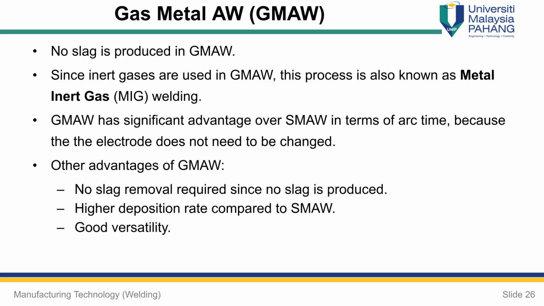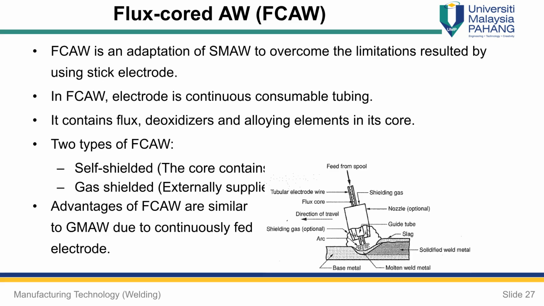Gas metal arc welding, GMAW, uses a continuous, consumable bare metal wire electrode and gas for shielding. Inert gases like argon or helium, or active gases like carbon dioxide, are used depending on the material. GMAW, also known as metal inert gas or MIG welding, produces no slag, eliminating the need for slag removal. Advantages include continuous electrode feeding, higher deposition rates, and good versatility compared to SMAW.